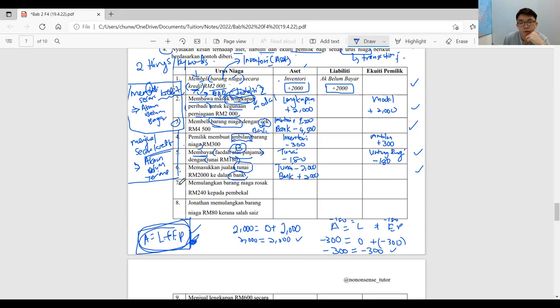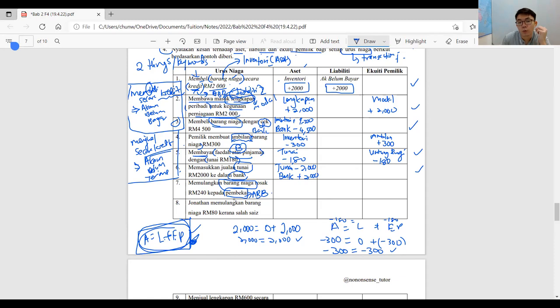Okay, question 7. Memulangkan barang yang kerosak kepada pembekal. And this pembekal is the keyword, or I would say is the same meaning for your account belum bayar.